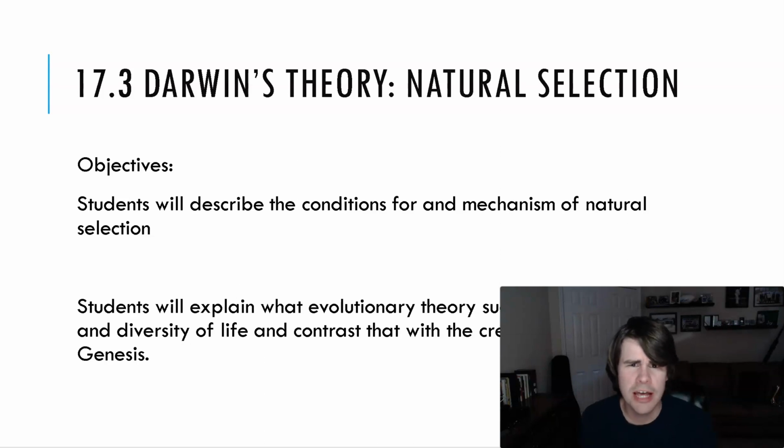Here are the objectives that I hope to present to you today and achieve with you today. Students will describe the conditions for and the mechanism of natural selection. So we're going to understand natural selection. And students will explain what evolutionary theory suggests about the unity and diversity of life and contrast that with the creation account in Genesis. So these are the two objectives, at least for section 3, that we're going to talk about.